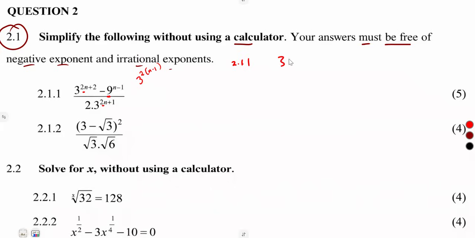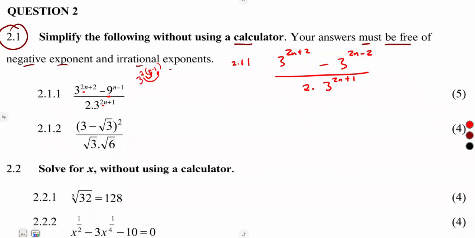So let me just rewrite this: 3 to the exponent of 2n plus 2 minus 3 to the exponent. This is going to be, you just distribute because it's exponent to exponent. So 2 times n, that's 2n. 2 times -1, that's -2. All right, everything over 2 times 3 to the exponent of 2n plus 1.